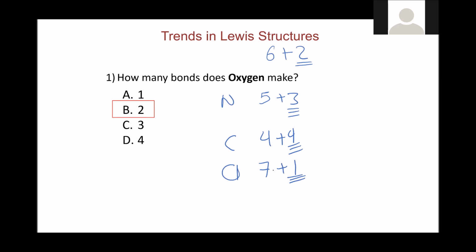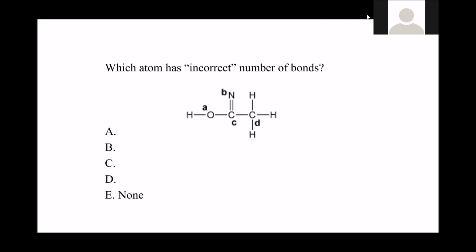So let me ask this question then. Which atom has an incorrect number of bonds around it? B. Can someone explain? Because we were just saying that nitrogen tends to have 3 bonds, and in this display it only has 2. Exactly. Carbon 4, nitrogen 3, oxygen 2, all halogens 1. So the only one that deviates from this is nitrogen.